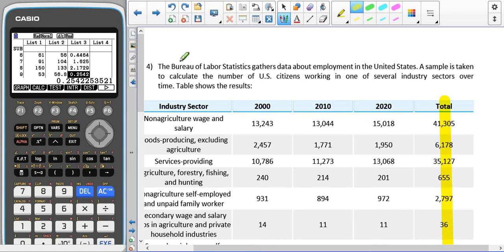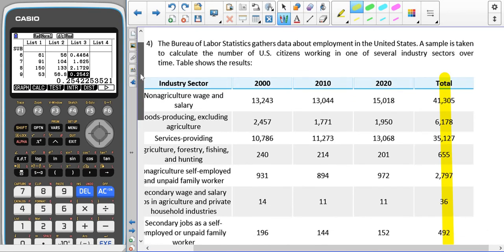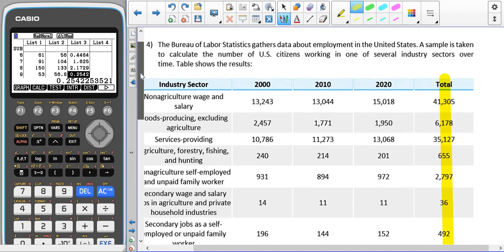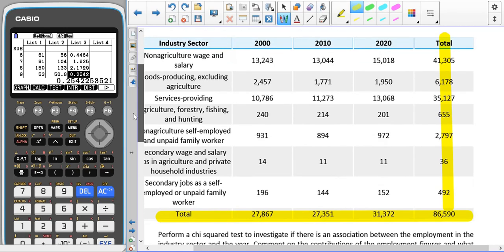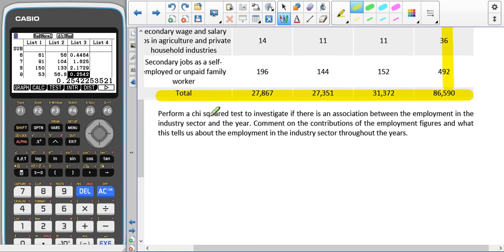So here we've got the Bureau of Labour Statistics gathers data about employment in the United States. A sample is taken to calculate the number of US citizens working in one of several industry sectors over time. And that's really important that you understand that these values are about how many people are employed somewhere, so that you can make your conclusions. So now it asks us, and this is all one part of the question, there's not an A or a B or anything like that. So we have perform a chi-square test to investigate if there is an association between the employment and industry sector and the year. Comment on the contributions of the employment figures and what this tells us about the employment in the industry sector throughout the years.